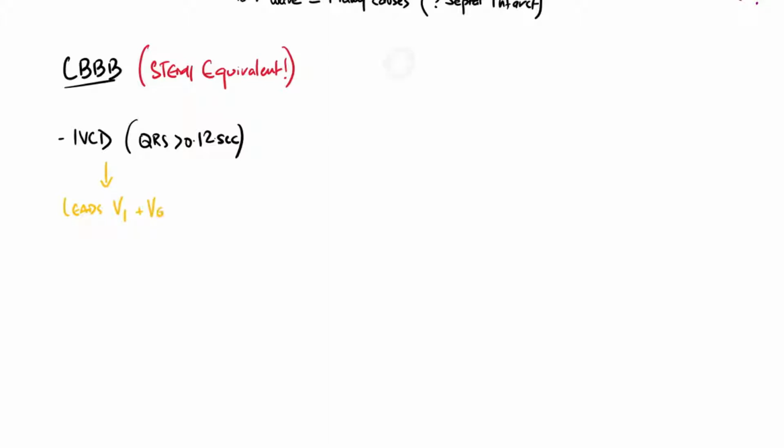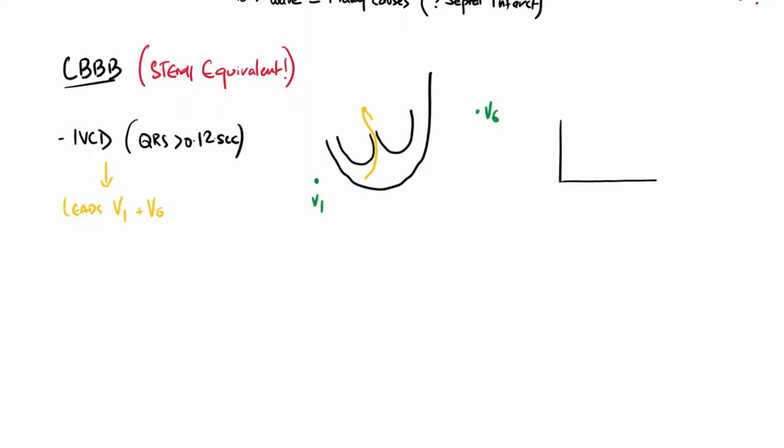So the first condition is going to be the IVCD. Immediately look over to leads V1 and V6. We're going to draw them over here, V1 and V6. So you've got the AV node, the right bundle, but no left bundle here. And we're going to draw the leads to understand how the electrical forces work.